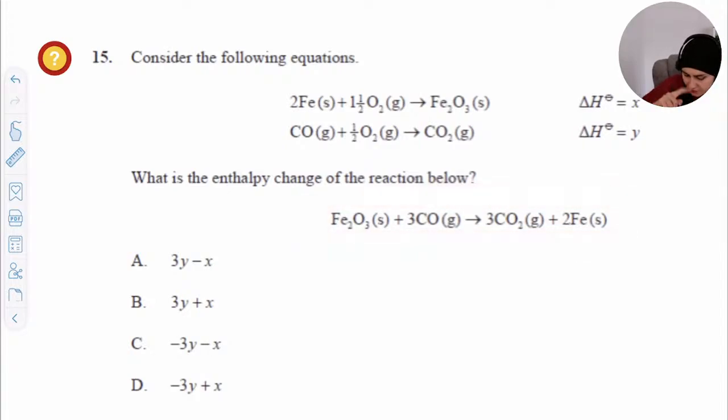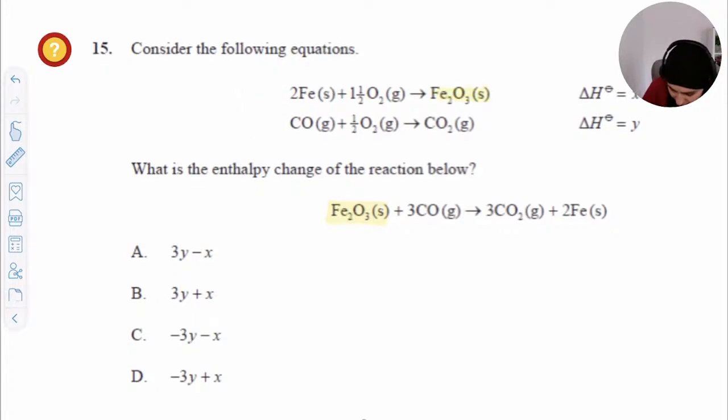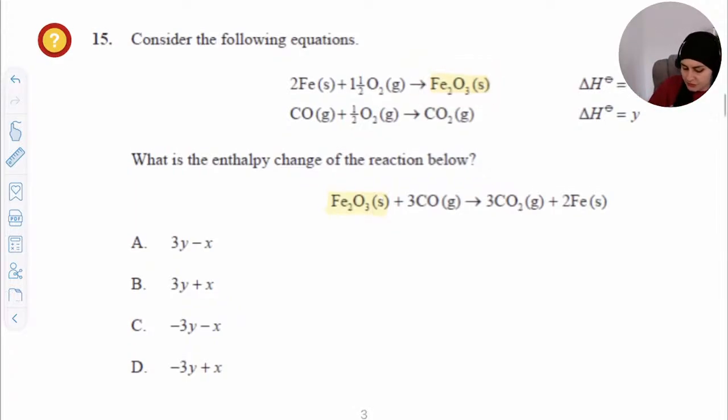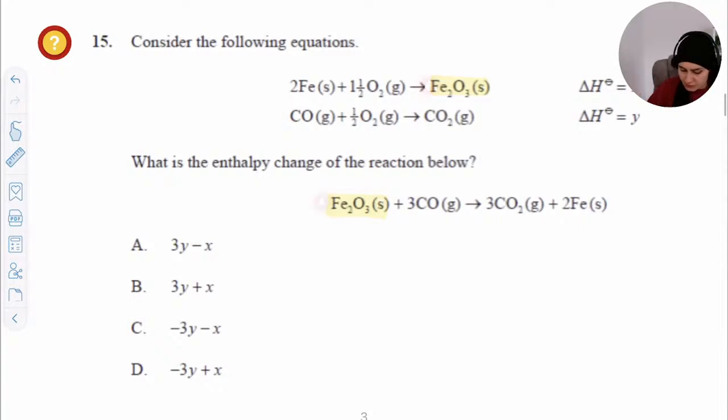Look at the first substance. Your first substance is Fe2O3. You want Fe2O3 to have a coefficient of 1 on the left side of the equation, because it's 1 here, on the left side. Now we find Fe2O3 in the equations for which they give us enthalpy changes. It is here. Okay, found it. Let's see what we need to do with it. It's with the correct coefficient, the coefficient of 1. That's how we want it to be.